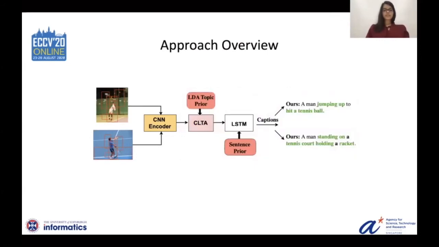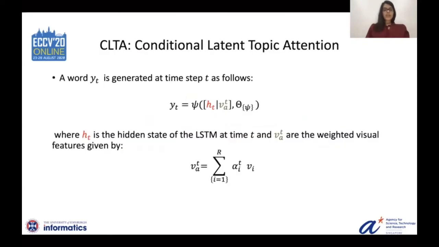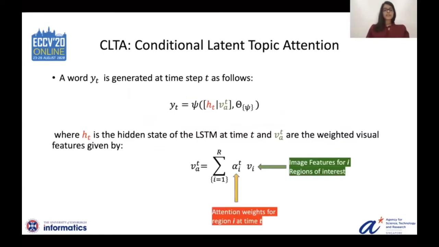To improve generalization and model better correlations between words and image regions, we propose two sources of prior knowledge: an attention module with an LDA topic prior and a sentence prior using a sentence autoencoder regularizer. In image captioning, we generate a word YT at time step t based on the hidden state of the LSTM HT and the visual feature maps of the image V. These feature maps are weighted by attention weights alpha to find relevant image regions.